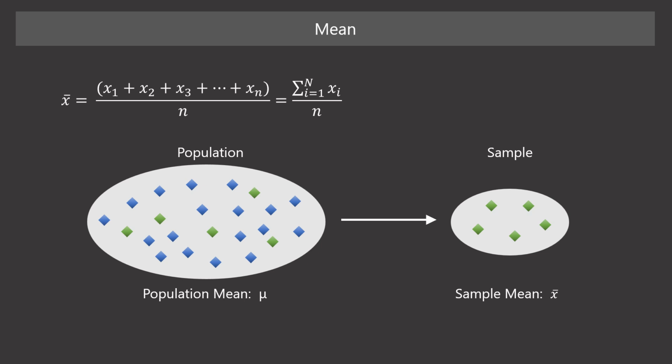To be more precise, x bar represents the mean of a sample drawn from a population. The sample mean can be different from the population mean because the sample data is only a part of a large population. But here, we focus on the concept of sample mean because the objective of EDA is to analyze the dataset at hand, not to make inference about the whole population.